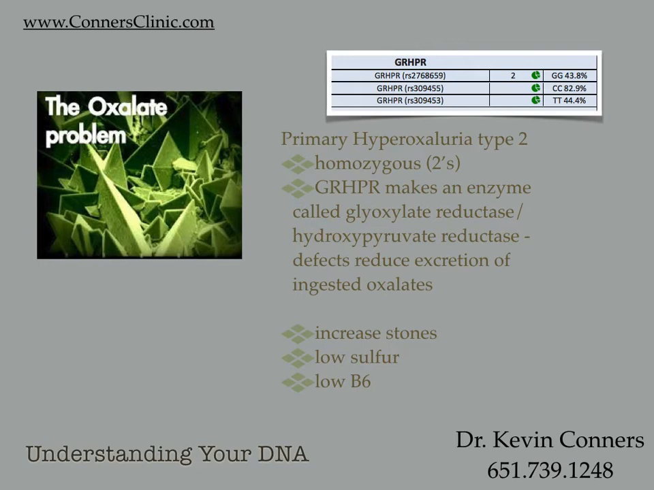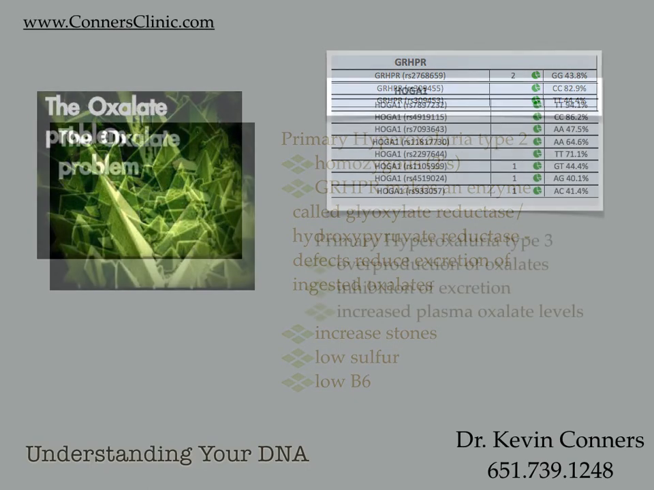and this is a major cause of stone formation here. This is also tied to low sulfur issues, and the more oxalates you absorb, it has an inverse proportion to sulfur and B6, so it's going to lower B6 levels and affect that other gene as well. So for this patient right here, this sample patient having a double allele defect on the first GRHPR gene, definitely would be in order to do some things to intervene with that.